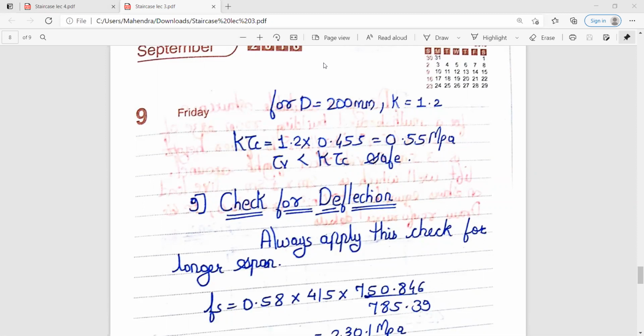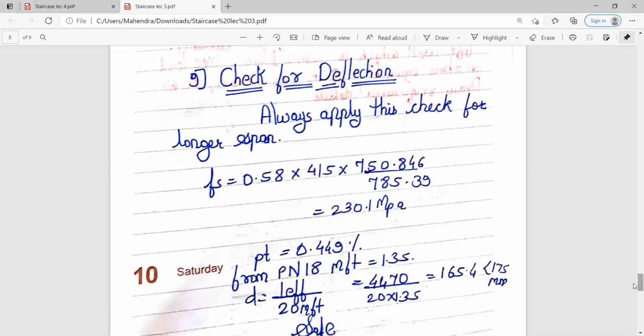Then proceeding further, in this step, that is for shear, anyone is having any doubts or any queries? If you are having any of the doubts, you can ask. Otherwise, we will proceed for the last step, that is the check for deflection.